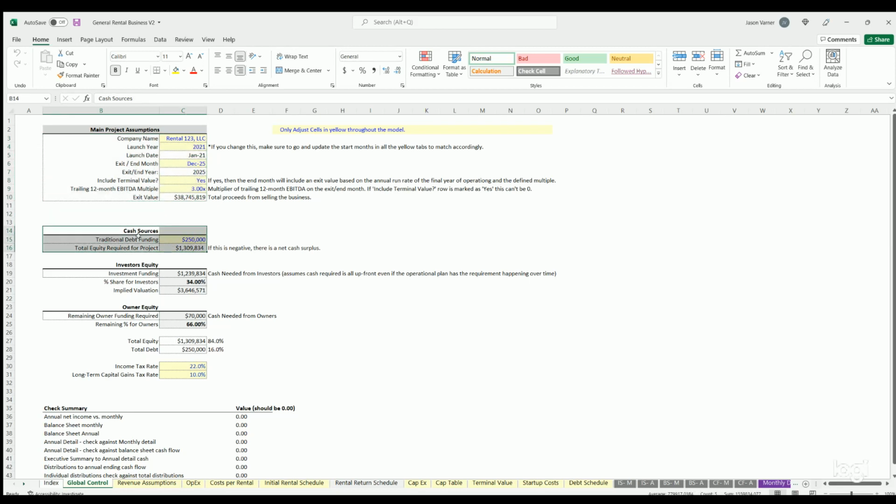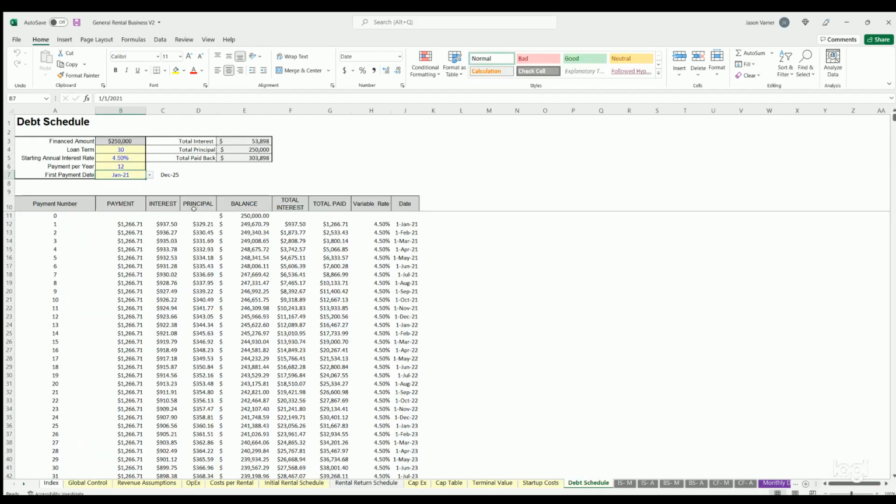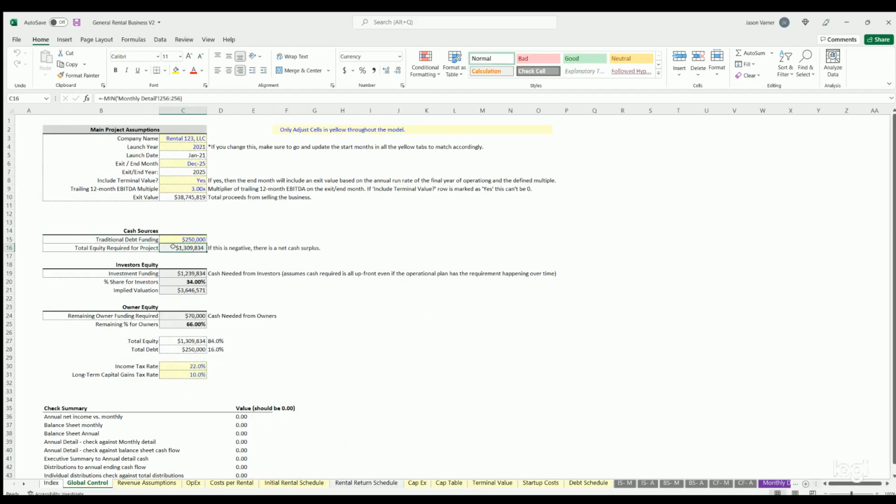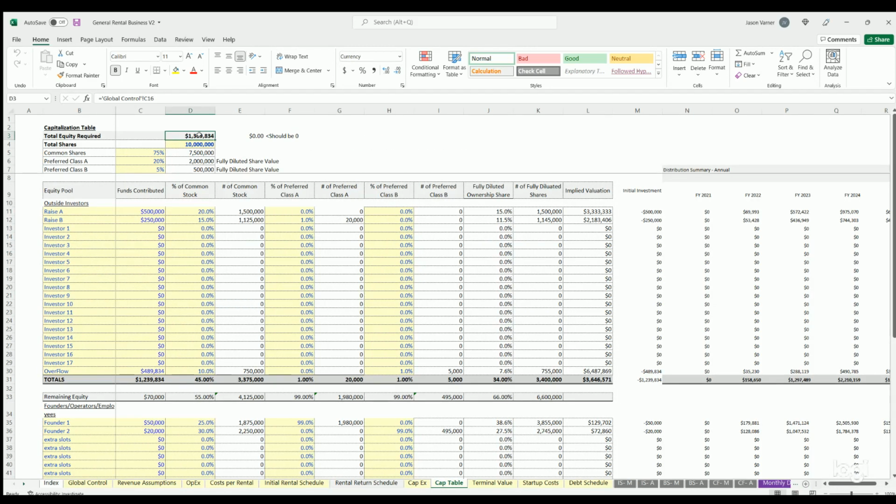Then we got cash sources. So debt funding here, if you're going to finance any with traditional P&I loan, you define the amount here, any remaining equity required based on startup costs and any operational burn will populate here. Now on the debt funding, you can go and define the debt terms, loan term, interest rate, payments per year, first payment date. This equity required will flow to the cap table. Minimum equity to keep the cash balance above zero on the balance sheet.